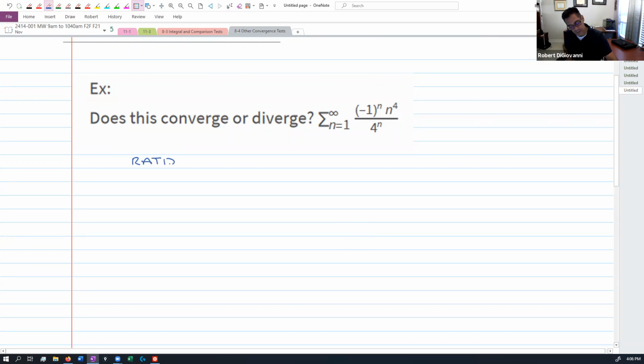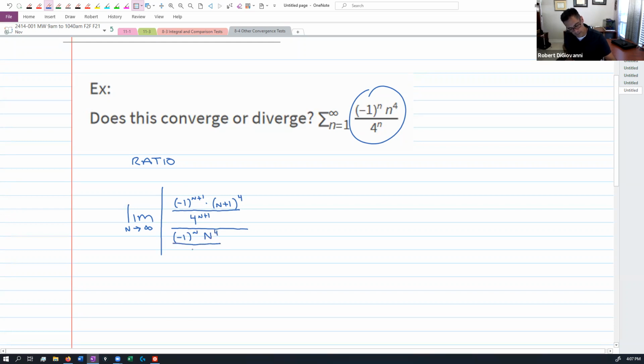Here it comes. I'm going to set up a limit as n goes to infinity of the absolute value. I'm going to take this and plug n plus 1 in everywhere I see an n. Then I'm going to divide that by just the original formula there. Take the absolute value of the whole thing.